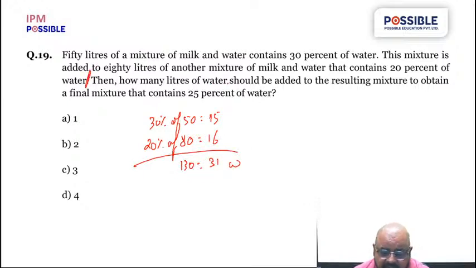Now, how many liters of water should be added to the resulting mixture to obtain a final mixture that contains 25% water? 25% is 1 by 4, and I'm adding water. So if I add water, the total volume will become 130 plus x, if x liters of water is added, and the amount of water will become 31 plus x. 1/4 of the total volume should be water, and therefore I solve for x.